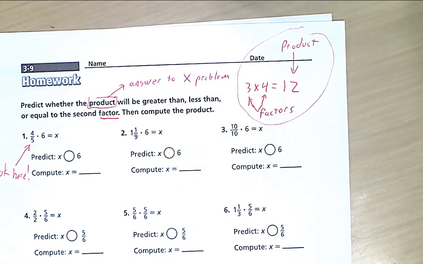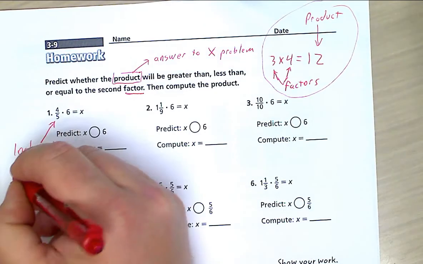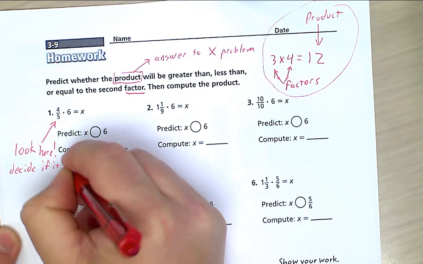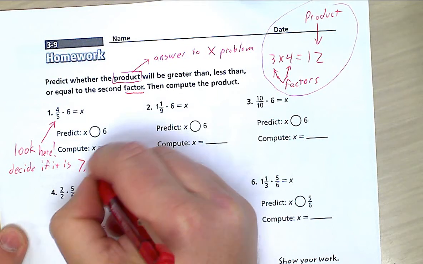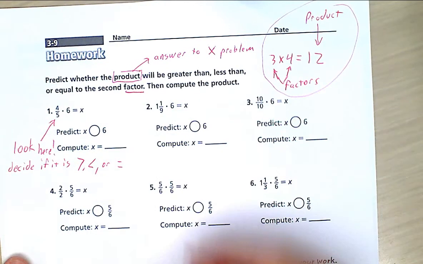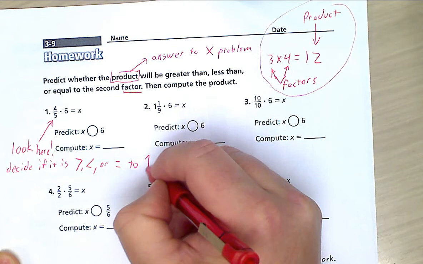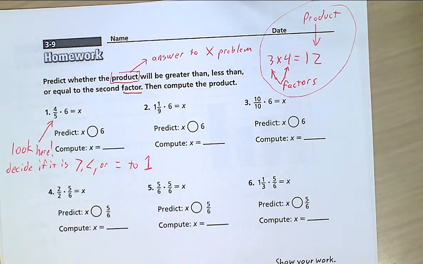So if you want to know whether this is going to be greater than, less than, or equal, you have to look at the other number, the 4/5. And you have to decide if it is greater than, less than, or equal to 1. I know that's kind of squished in there, but I need you to write all that in. So look here. Decide if it is greater than, less than, or equal to the number 1. That's what we're comparing it to, 1.